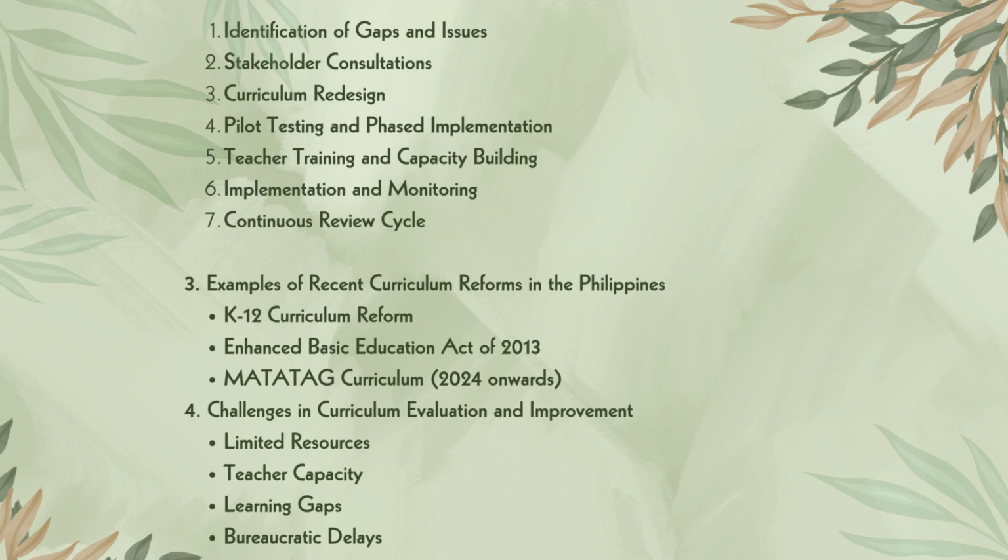Number four, we have challenges in curriculum evaluation and improvement. Of course, the very first one is limited resources, especially during the implementation of the K to 12. There are not enough classrooms, not enough chairs, not enough teachers, but still the education must continue. So you also have, as I mentioned earlier, teacher capacity, not enough teachers, learning gaps, of course, because teachers need to be trained. We are professionals, but we still need to be trained in order for us to provide quality education to our students, and the bureaucratic delays at the same time.